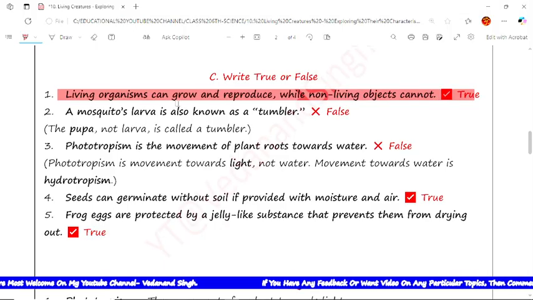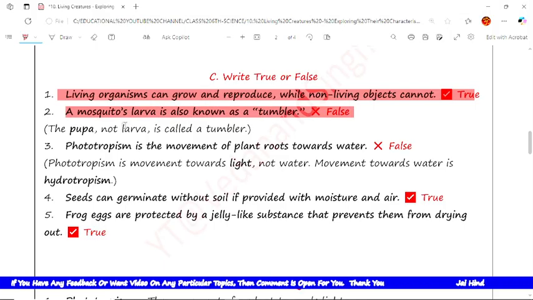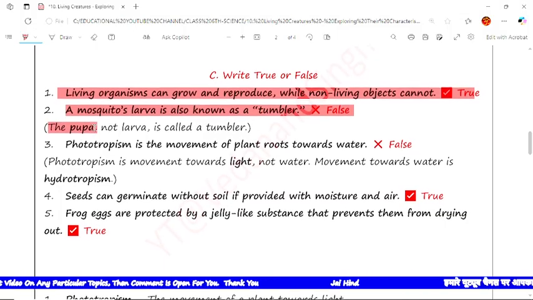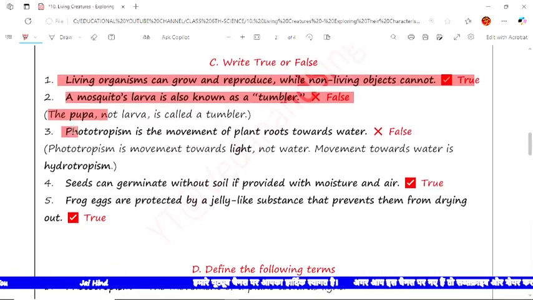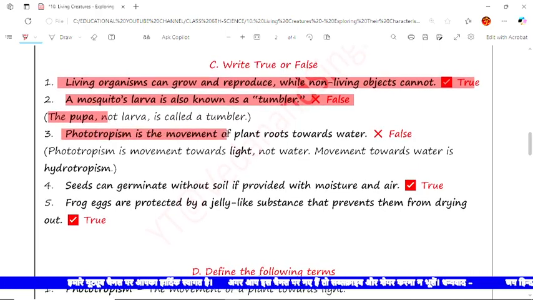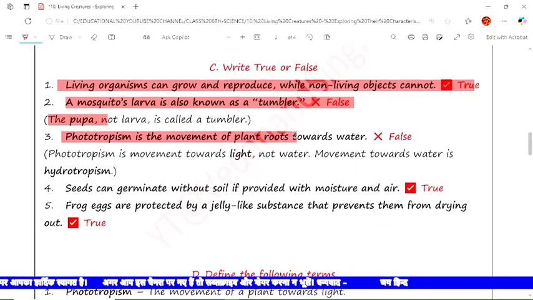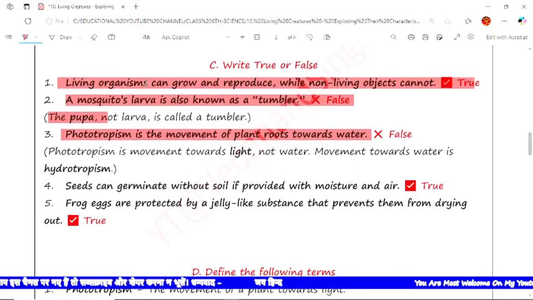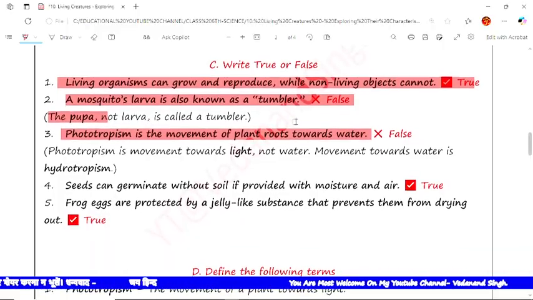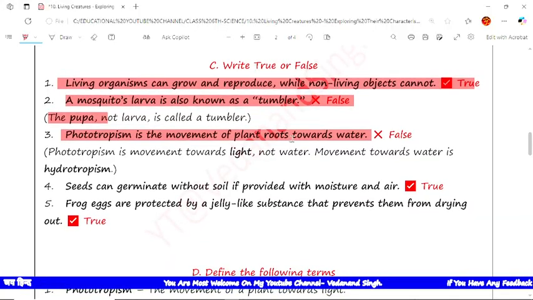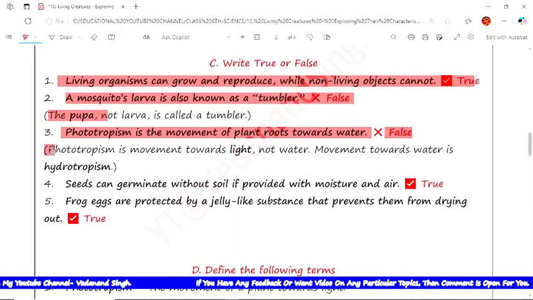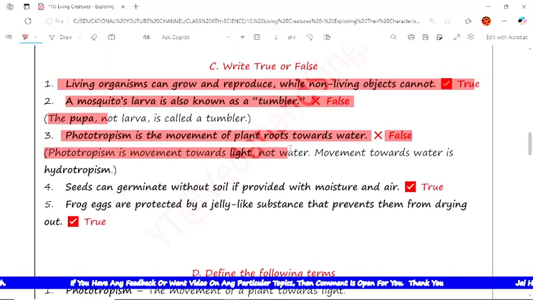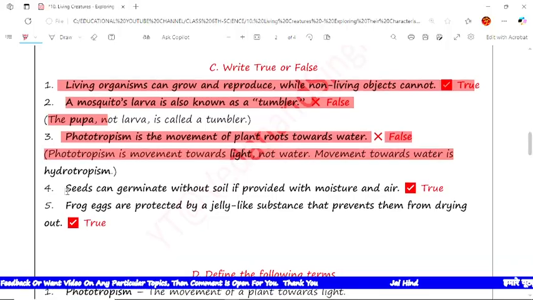Yes, this is true. The next is, mosquito larva is also known as pupa. No, this is false. The mosquito pupa is known as pupa and not larva. The next is, phototropism is a movement of plant roots towards the water. Yes, this is false. The explanation is, phototropism is the movement towards the light, not towards water. Movement towards water is known as hydrotropism.